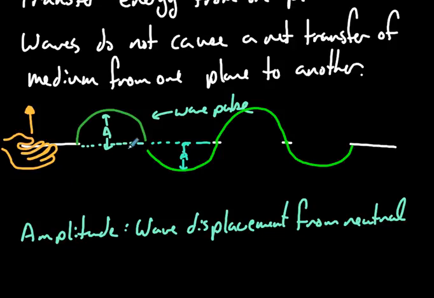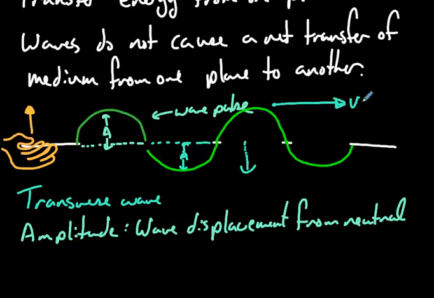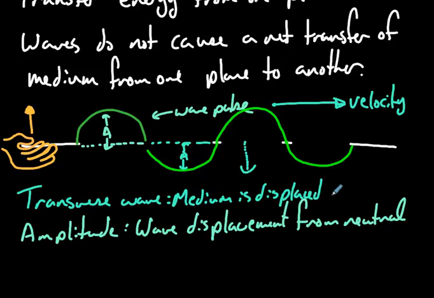Now this type of wave that I've drawn is called a transverse wave. You know a transverse wave because the medium is displaced transversely to the direction of travel. So the wave would travel along this way. We call that its velocity, the speed or the rate at which it's traveling. We know it's a transverse wave because the medium moves this way and this way while the wave moves that way. So the medium is displaced perpendicular to velocity. Okay, so that's a transverse wave.